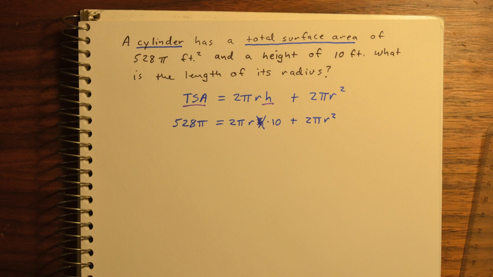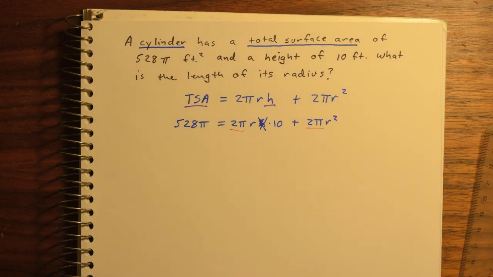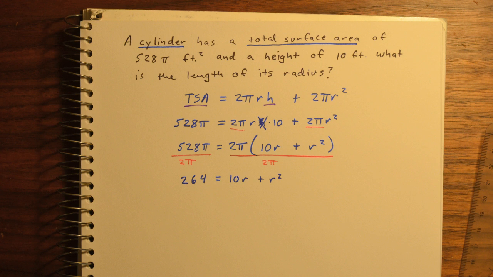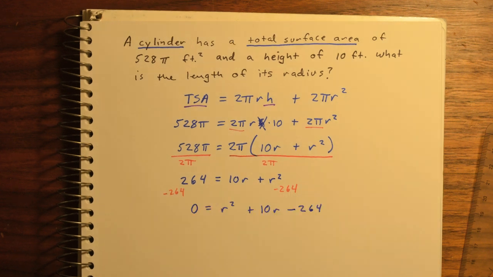So first, look at the right side of this equation. We have 2πr times 10 plus 2πr squared. The common factor there is 2π, so I'll factor that out. Then divide by 2π on both sides of the equation. You get 264 equals 10r plus r squared. Subtract 264 from both sides, and we get 0 is equal to r squared plus 10r minus 264. And so now we have a factoring problem. We're looking for factors of negative 264 that add up to 10.